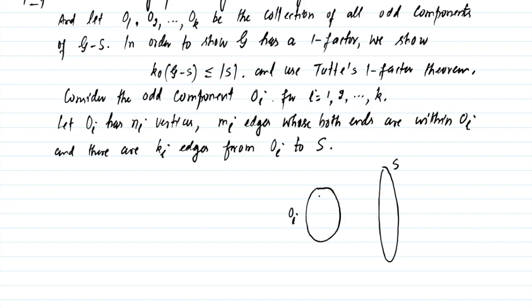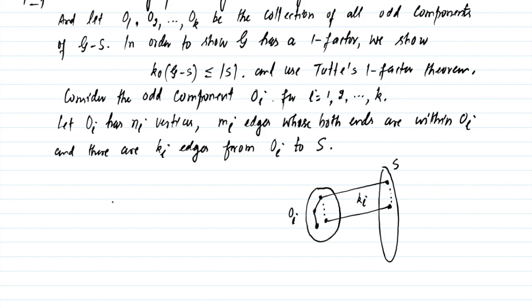So this is Oi. The possibility is that a vertex can be adjacent within Oi, like this, or the other possibility is that this vertex may be adjacent to some vertex of S. Similarly, there is some other vertex, like here, which is adjacent to some vertex of S. The total number of edges that have both ends within Oi we denote by mi, and ki is the number of edges that have one end in Oi and the other end in S. This situation is true for every Oi.